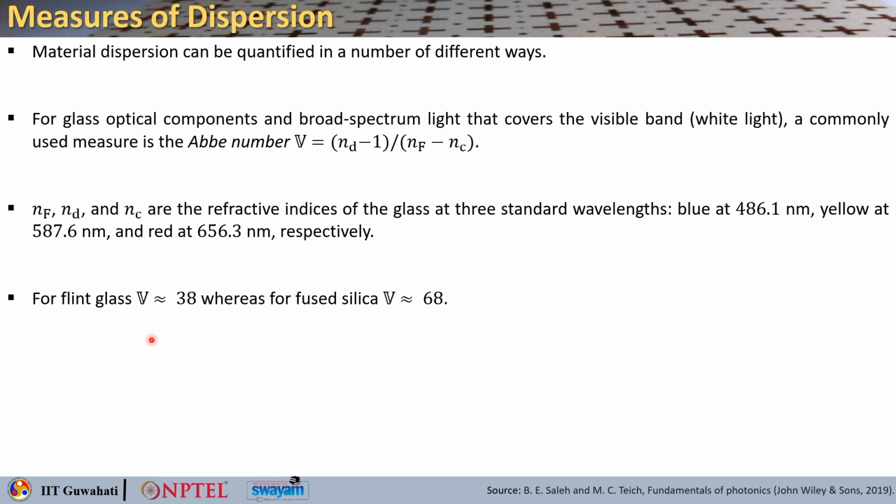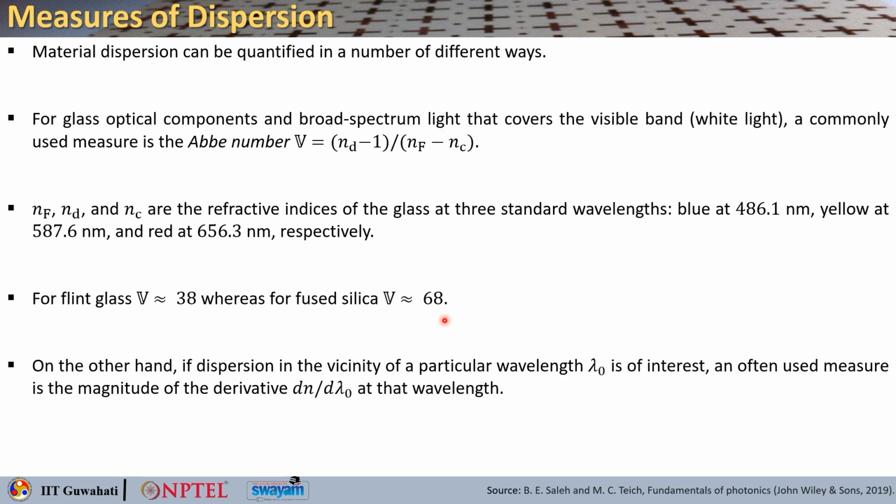So, if you calculate this for flint glass, V turns out to be 38, whereas for fused silica glass the V number is 68, right. On the other hand, if the dispersion in the vicinity of a particular wavelength lambda naught is of interest, an often used measure is the magnitude of the derivative dn by d lambda naught at that particular wavelength. So, that is how also you can measure dispersion.